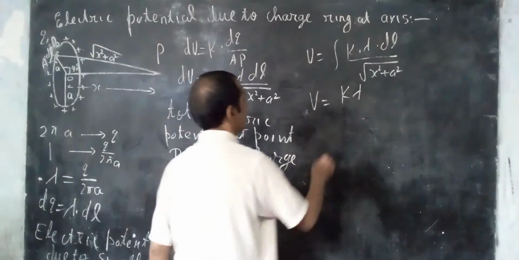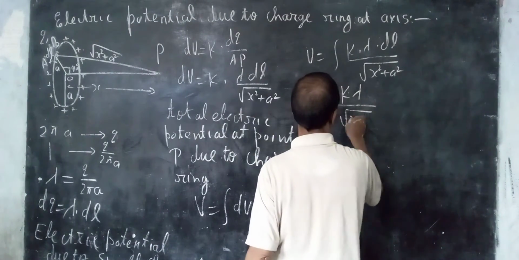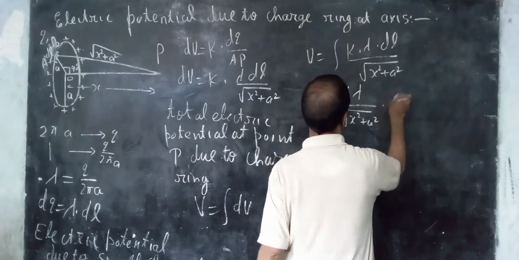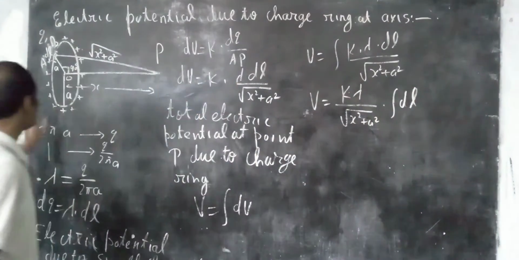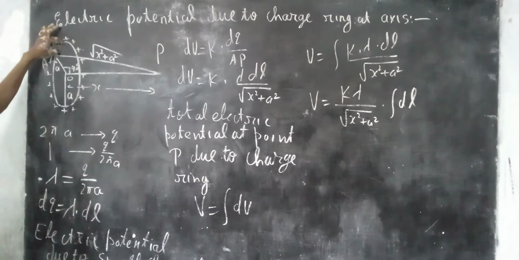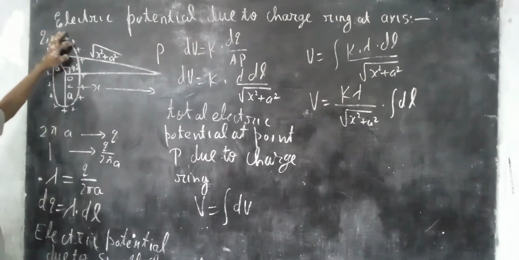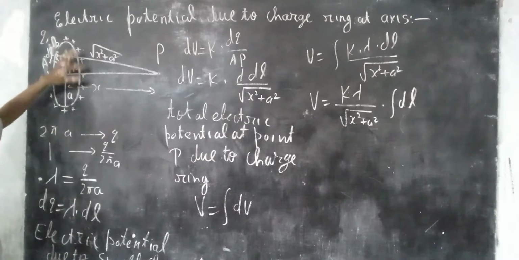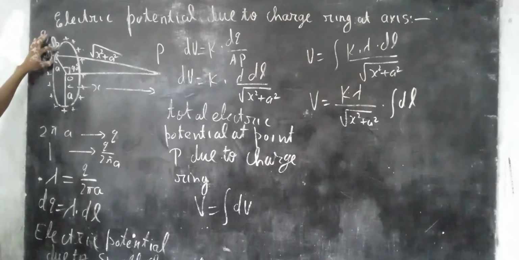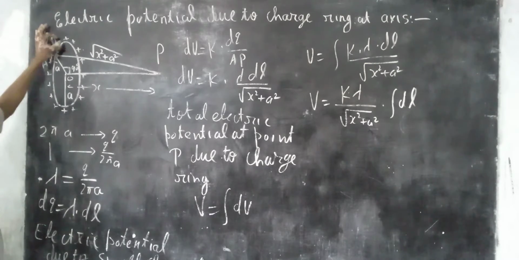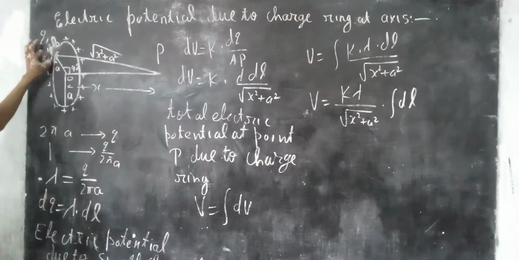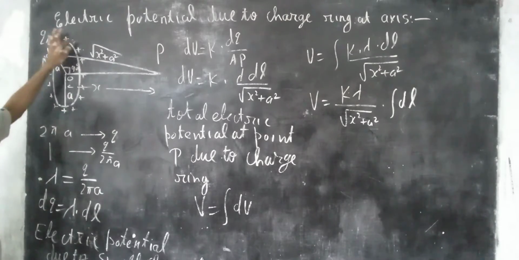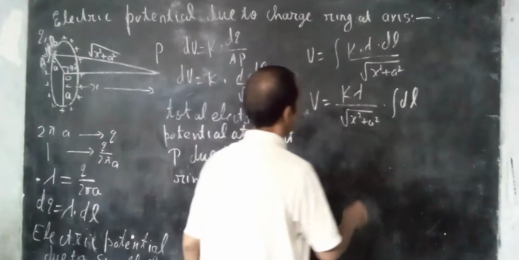constant. So x square plus a square, and the integration of dl. If we add all dl, then we get the circumference. This ring can be considered to be made of an infinite number of small elements of length dl. The integration of dl is the circumference.